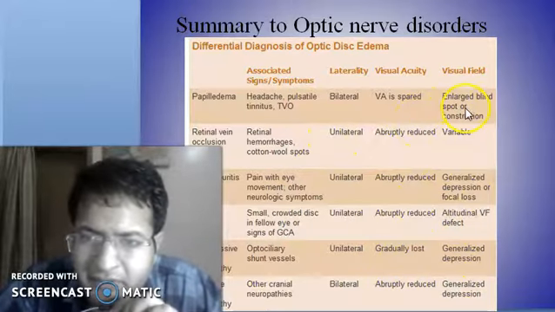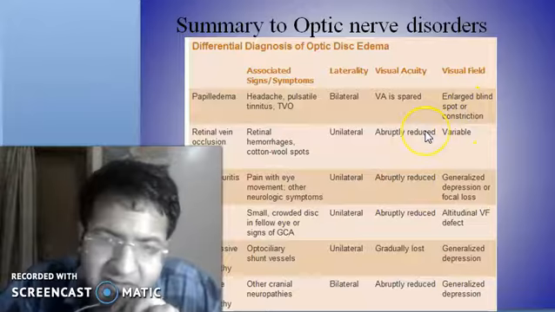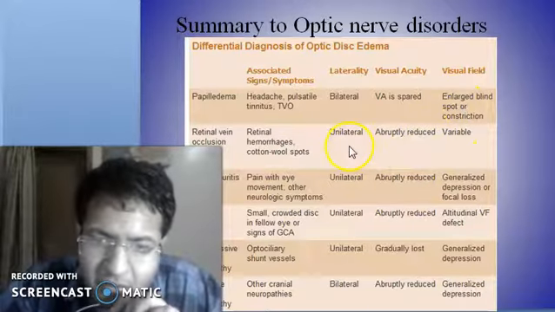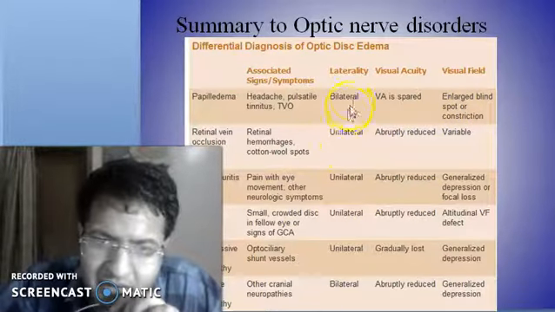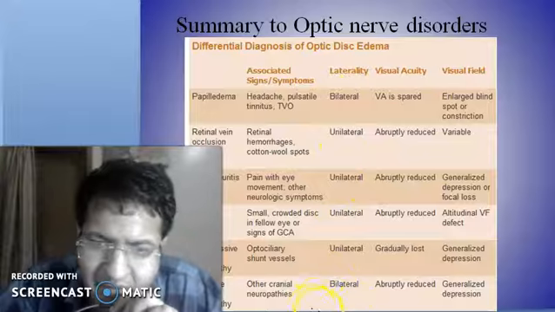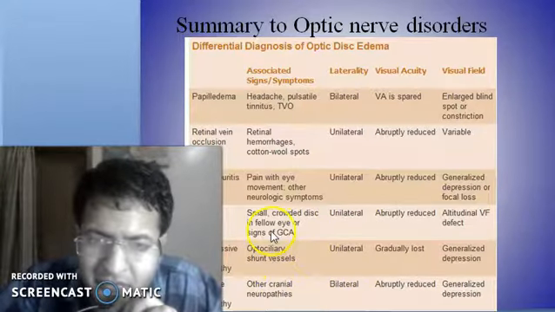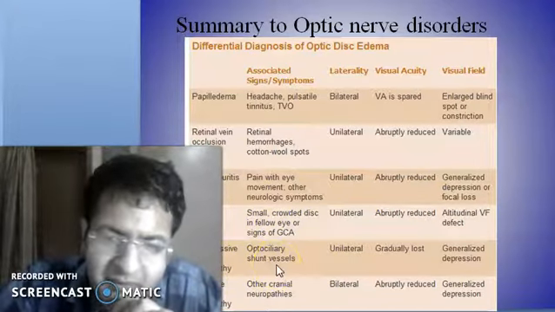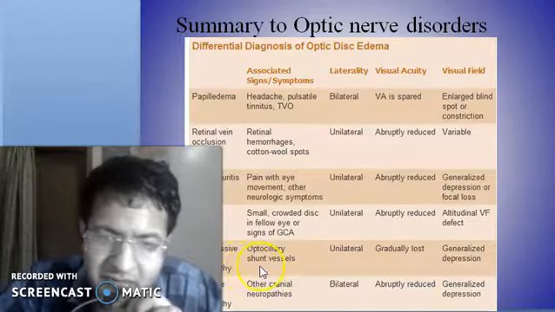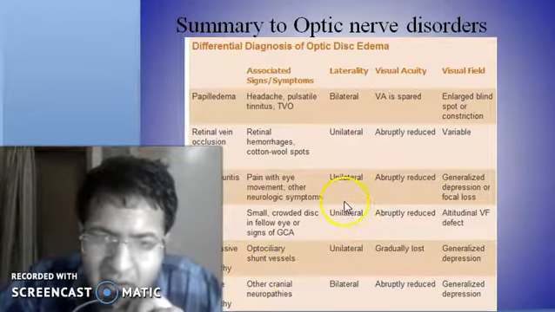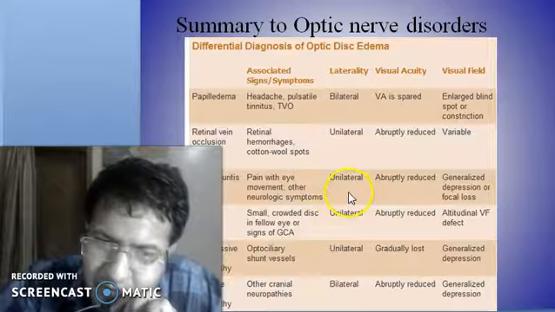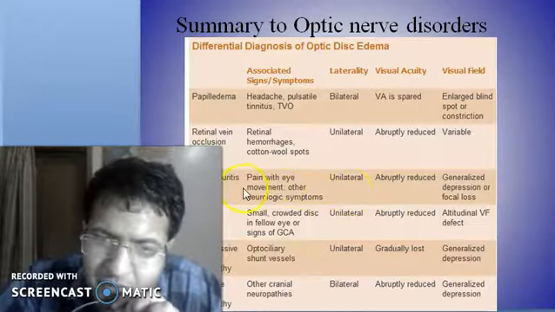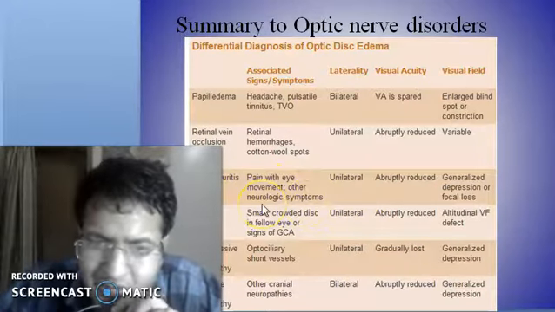Okay, and in the visual field there is enlargement of the blind spot or constriction of the visual field. All the optic nerve disorders are mostly unilateral except papilledema and infiltrative optic neuropathy. Okay. In the compressive optic neuropathy, we have to see these optociliary shunts. Optociliary shunts are a major finding to label the optic nerve disorder as compressive optic neuropathy. In the optic neuritis, we have to look for the pain with the eye movement and other neurological disorders.